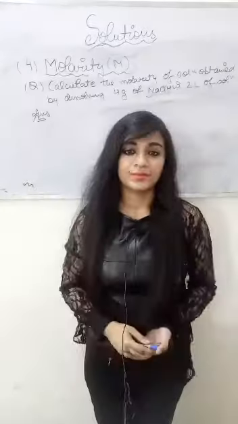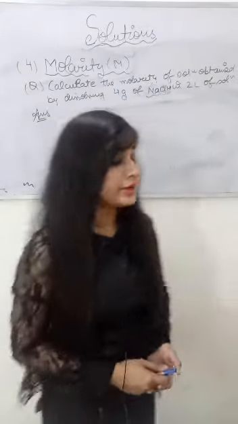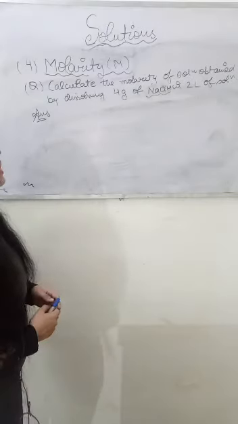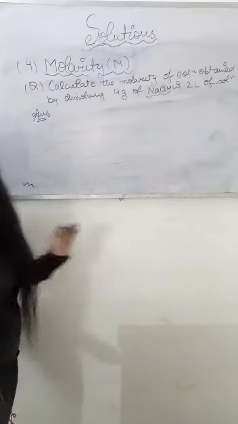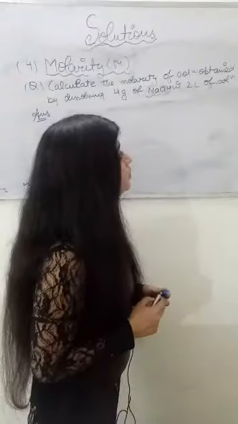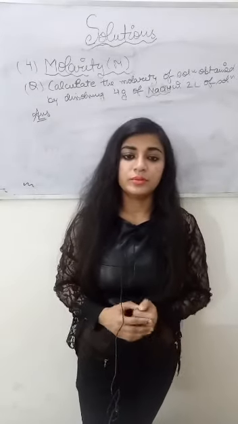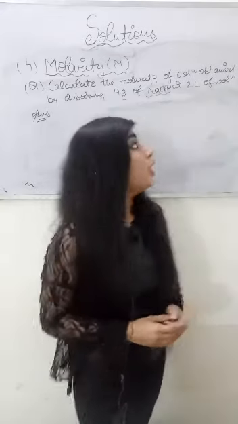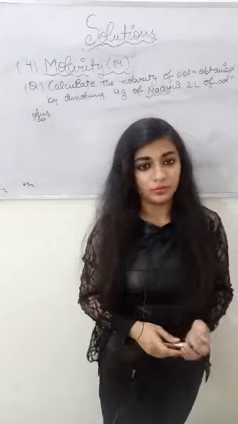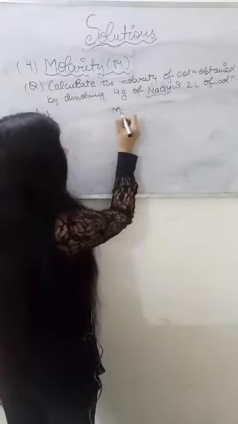All right. Now we have a numerical that is based on molarity. Calculate the molarity of the solution obtained by dissolving 4 gram of NaOH, that is sodium hydroxide, in 2 liters of water. So it is a very direct question, so we can apply the formula directly.